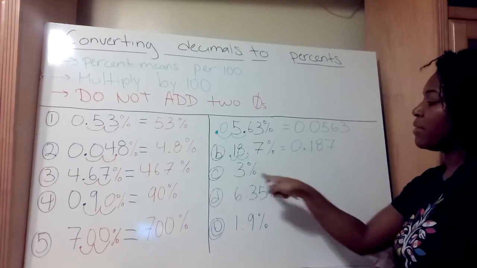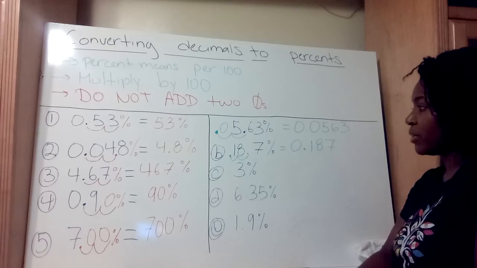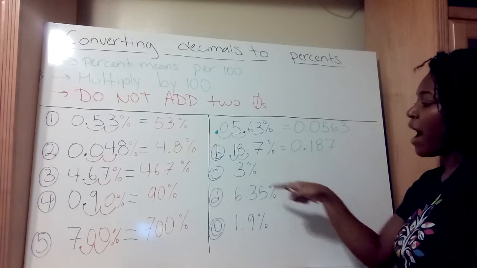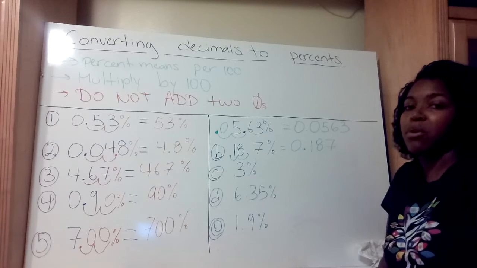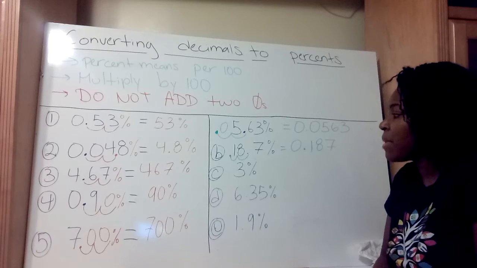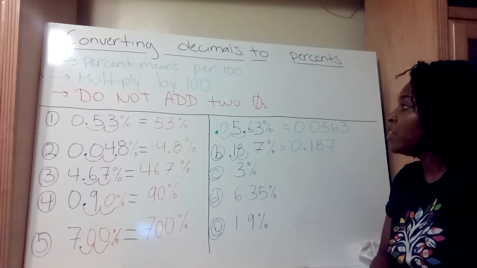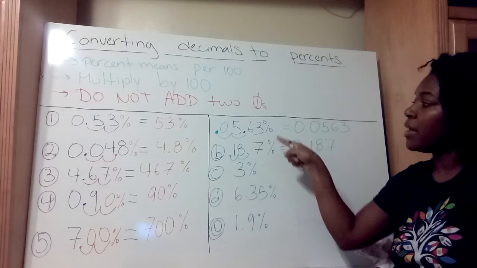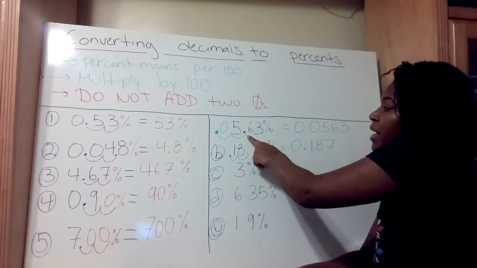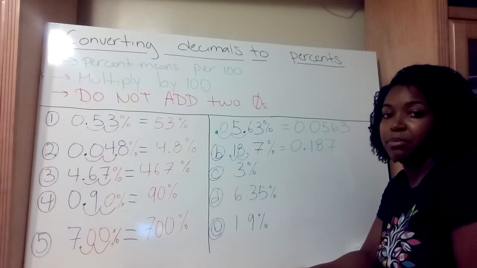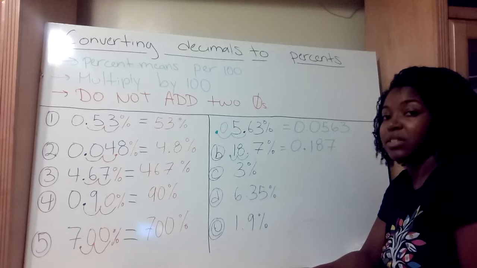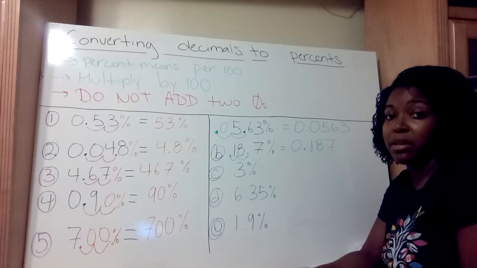All right, we've got 3% here. So again, this time I don't have a decimal point in my number already. Okay, that means we start from where the percent sign is. All right, so in examples A and B, there was a decimal in the original value. This is not the case for example C. There is no decimal point.